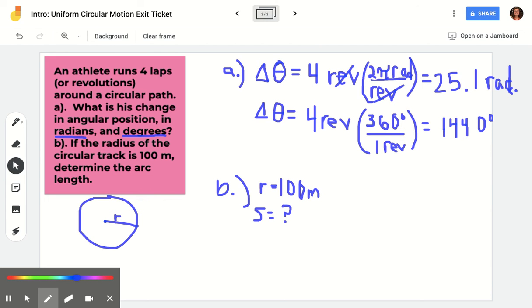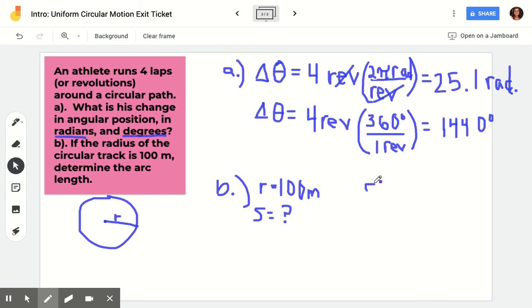Okay, for part B, we're asked to find the arc length. So technically, this question can be worded as the circumference, or the arc length. So we want the distance around the outside of the circle that is traveled during these 4 laps or these 4 revolutions. So to find arc length S, technically we want 4 times the circumference, or the outer path times 4.